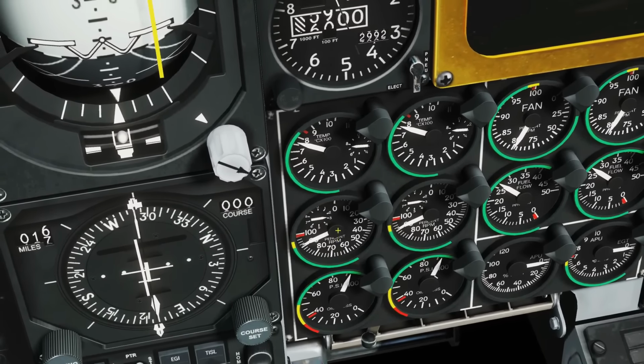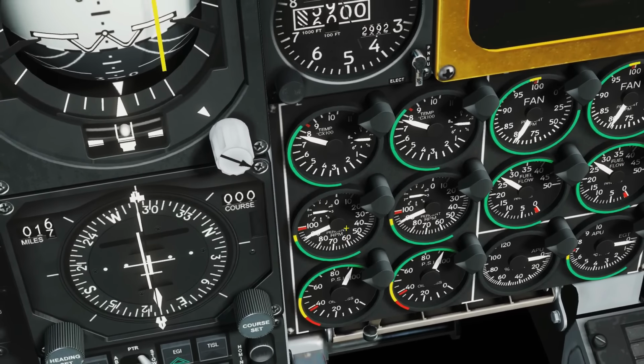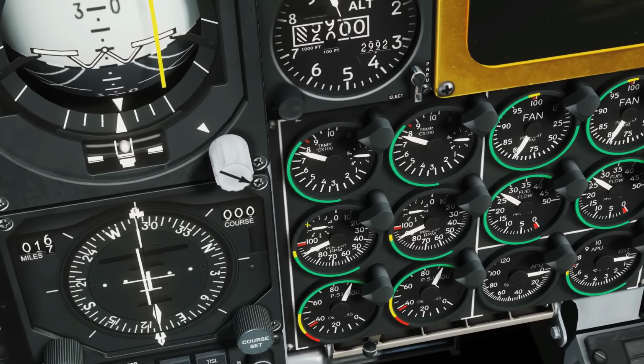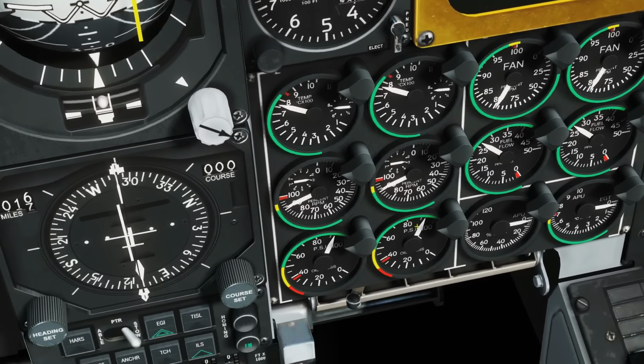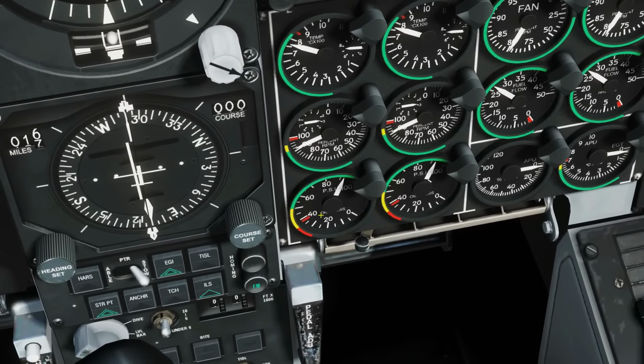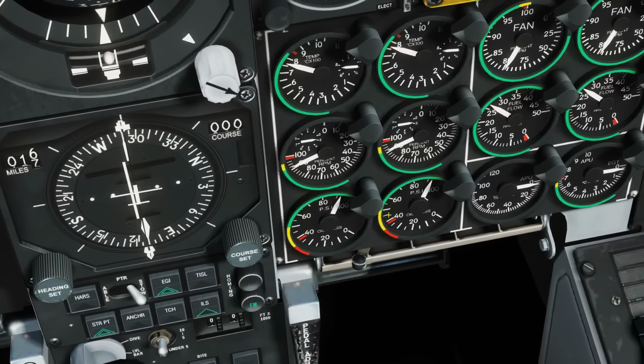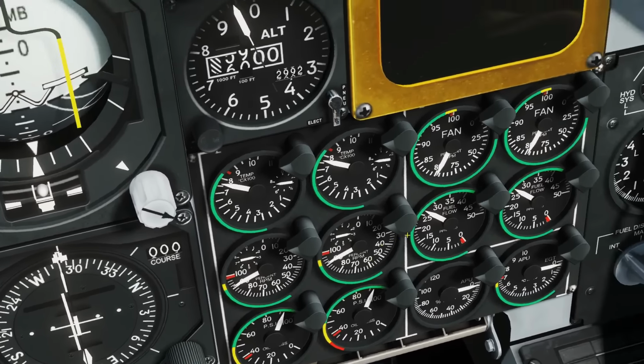Next we've got the core engine speed, the RPMs in percent, left engine, right engine. Next we've got, I believe this is the oil pressure, left engine, right engine, probably, yeah, PSI, pounds per square inch. Next we've got the fans.